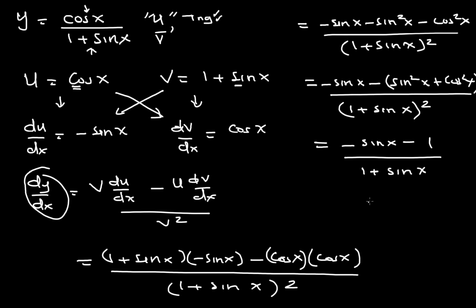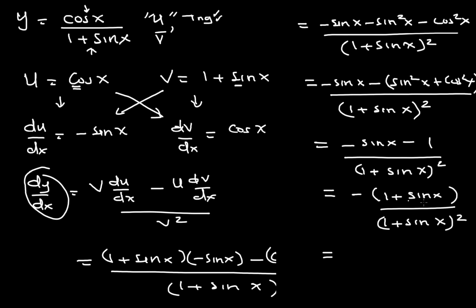Okay. Then we're going to factorize negative again here. So we're going to have negative like that, then 1 plus sine x. Then at the bottom we have 1 plus sine x squared. So now we can say that one of these can cancel with that, meaning that we're going to have negative 1 over 1 plus sine x. Okay, so that will be the derivative.